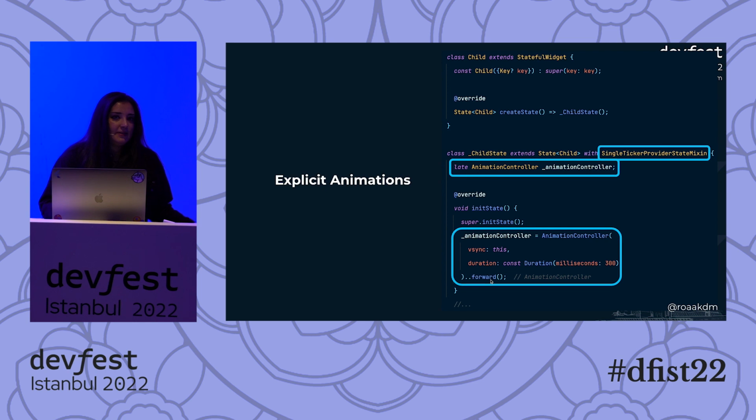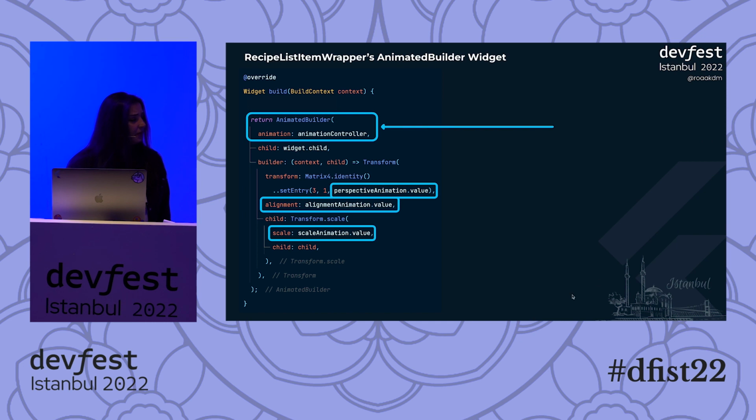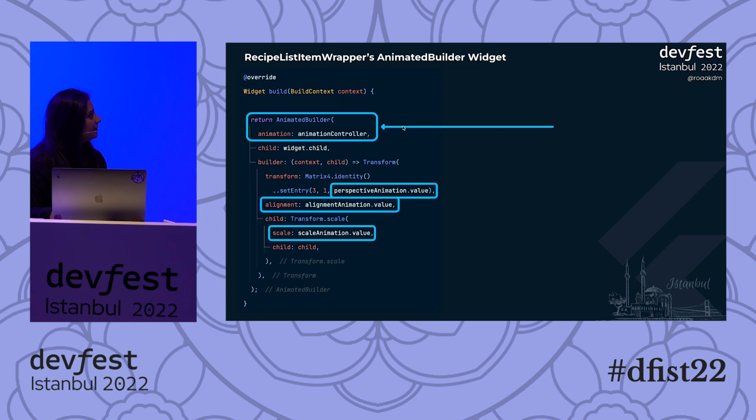Different from the implicit animations, which you weren't able to control when they animate. They just animate when you set state. You can't control all that that you control with explicit animations. So now we can go to the recipe list item wrapper and see the animated builder. This is a widget for explicit animations, and it takes an animation controller. And these values are actually animation values hooked to the animation controller and animate with it, and using them inside the builder of the animated builder causes the animation to run.